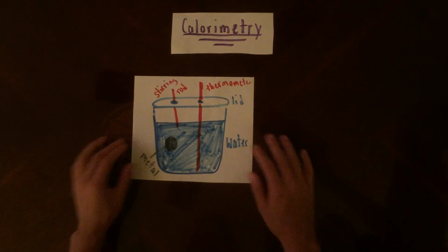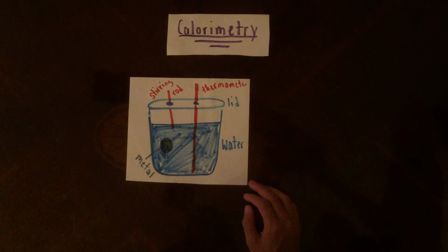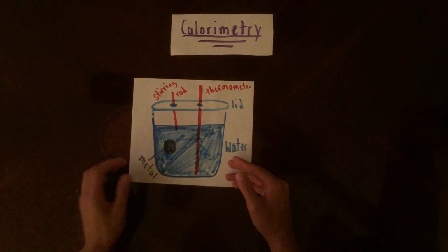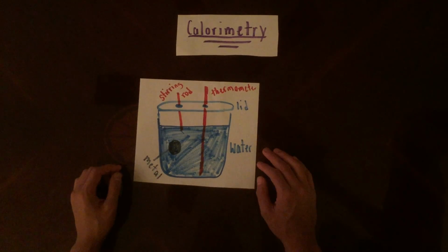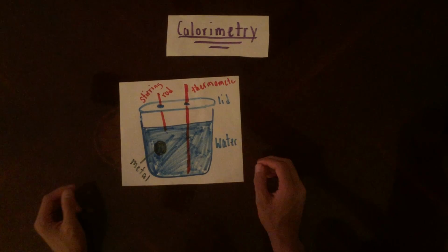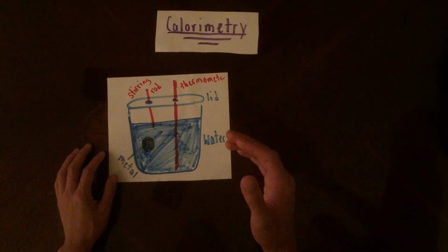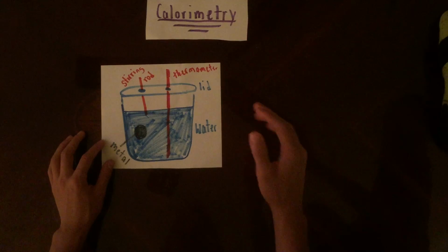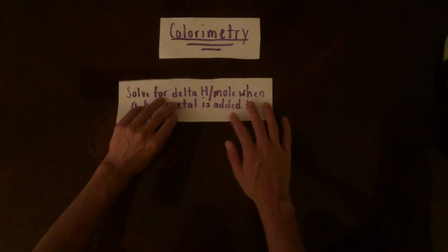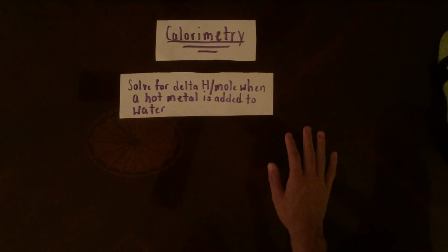We have a diagram of a coffee cup calorimeter, and to make one of these you need a stirring rod, a thermometer, a lid, water, metal, and a coffee cup. The metal reacts with the water after you stir it with the stirring rod, and it will raise or decrease the temperature, which is what you need the thermometer for. Like I said before, we're going to be solving for delta H over mole when a hot metal is added to water.